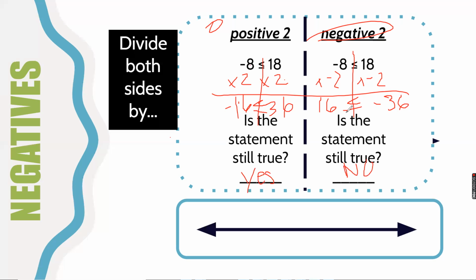So if you notice between this one and the last one that we did, whenever we multiplied or divided by a negative number, it made the statement not true. So I want you to think to yourself, how could I make that statement true? Looking at these two, I know that this one is true and this one is not true. How do I make this one true again?